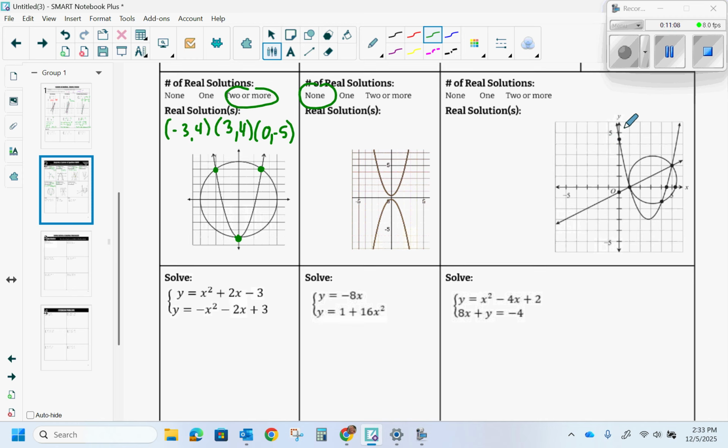Now this one is a circle, a line, and a parabola. So I want to know where all 3 of them intersect. Right here, and looks like right here. So this one has 2 or more. Looks like (1, 0) and (5, 2). Now from a picture, that's a little easy.